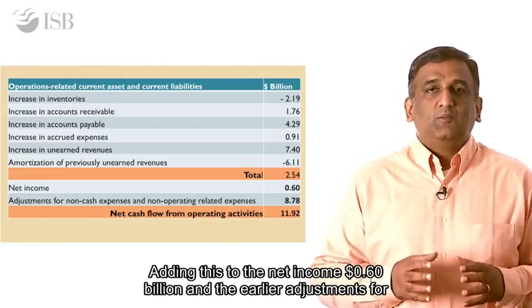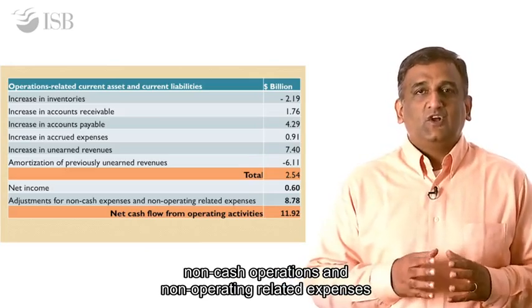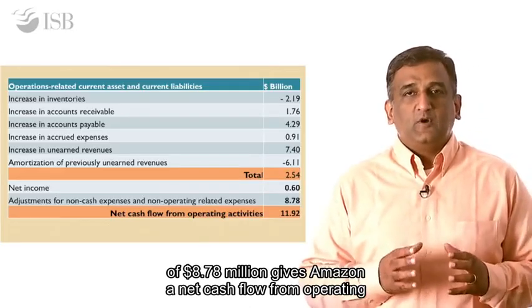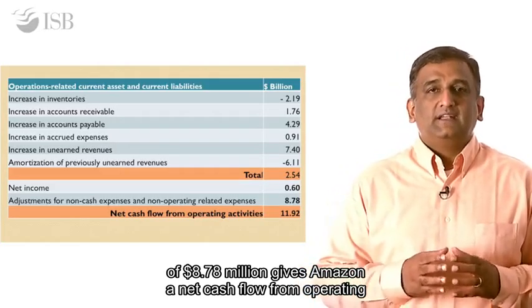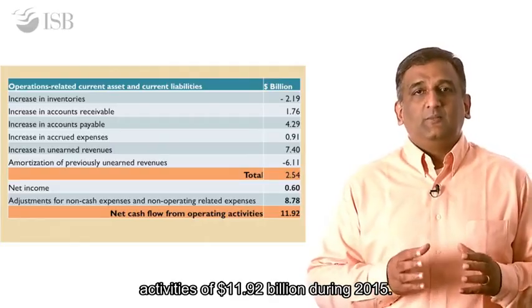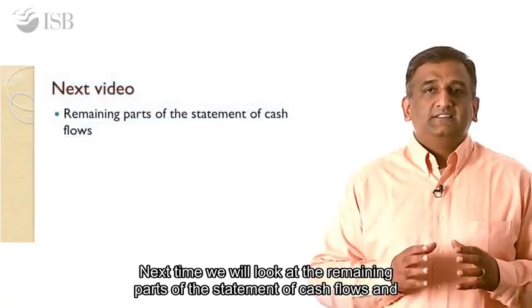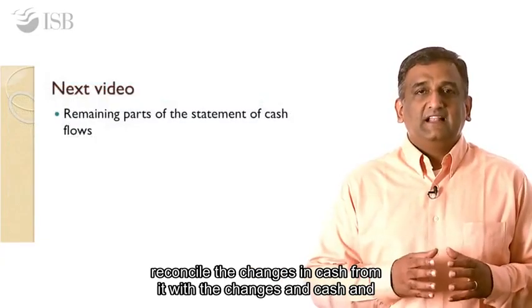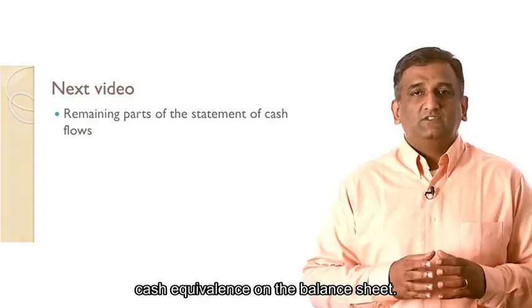Adding this to the net income of $0.60 billion and the earlier adjustments for non-cash expenses and non-operations related expenses of $8.78 billion gives Amazon a net cash flow from operating activities of $11.92 billion during 2015. Next time, we will look at the remaining parts of the statement of cash flows and reconcile the changes in cash from it with the changes in cash and cash equivalents on the balance sheet.